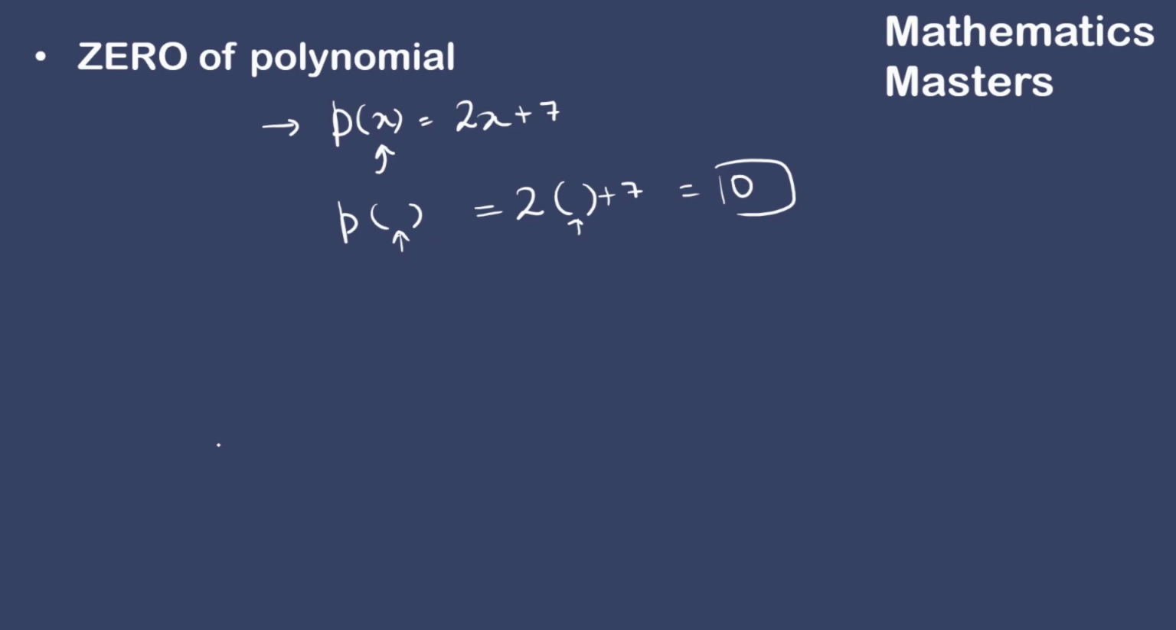Now, what are the possible values of x? I can put any value of x, by the way. But the idea is for which value of x I'll get the value of the polynomial 0.